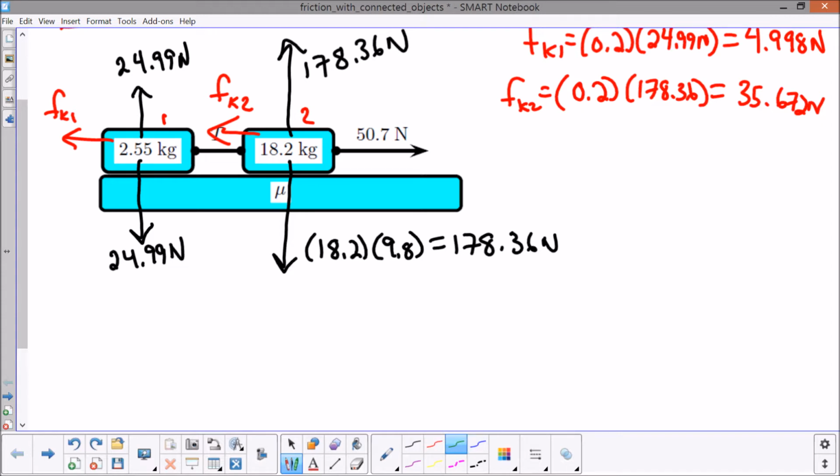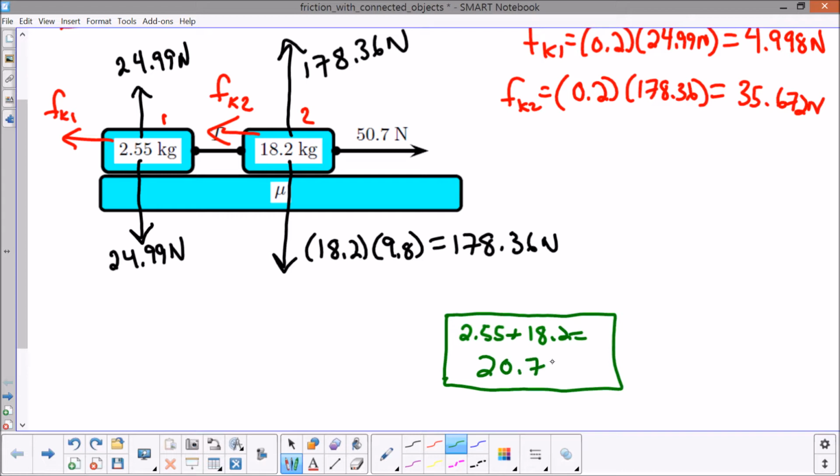Now, to figure out the acceleration of the boxes, one of the easiest ways of doing this is to treat the two boxes as a single object. And that single object would have a total mass of 2.55 plus 18.2, or 20.75 kilograms. And that single system is being pulled to the right by a force of 50.7 newtons.